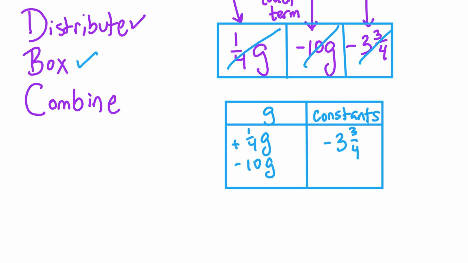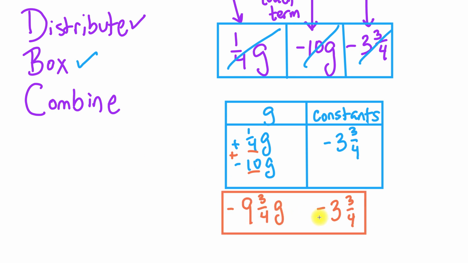And our coefficients here are positive 1/4 plus negative 10. So we're going to put that in the calculator. Again, in the calculator, I know it's a little confusing because you have a fraction here, but it's positive 1/4 plus negative 10 in the calculator, and that will give you negative 9 3/4 G. So this is the result of combining these like terms. And they're like terms because they have the variable G. And here we have our constants. But there's nothing else to combine with this, so we just bring it down. Negative 3 3/4. So therefore, our final answer is the expression negative 9 3/4 G minus 3 3/4.